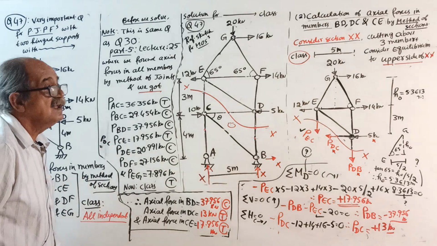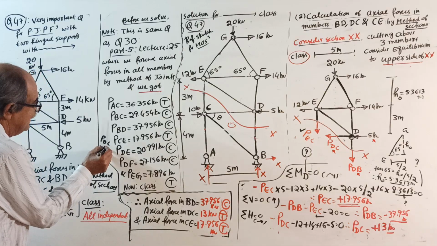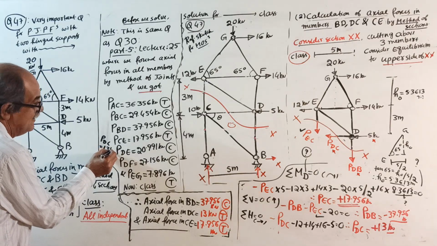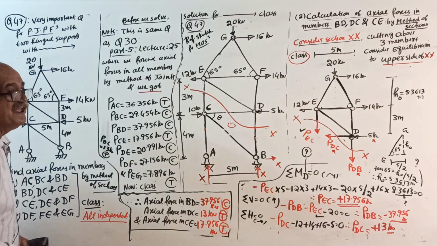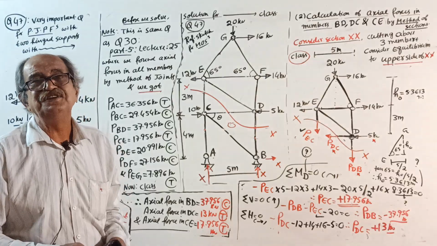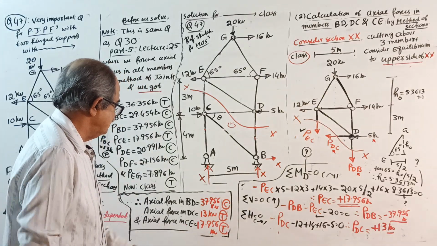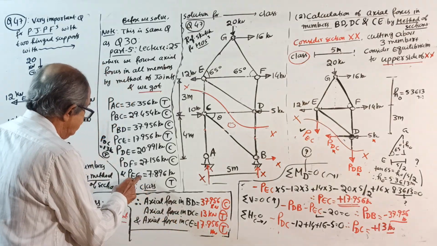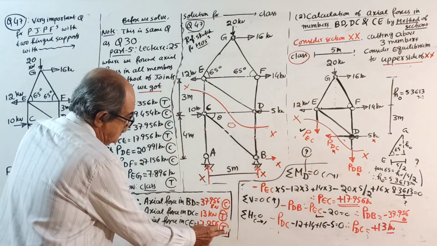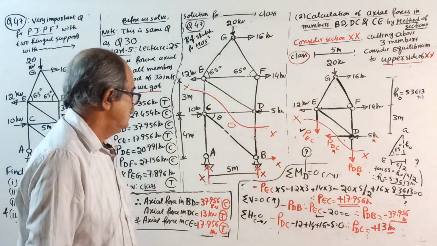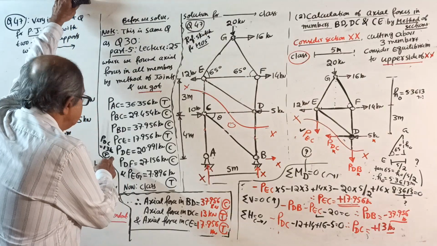Okay, I will check there. Yes, it is 13 kilonewton. What nature? Tension. Actually, this is cheating. Some will tell, sir, not cheating. I know it will be 13 there. Lastly, CE, where is CE? 17.956 tension. Perfectly tallying.